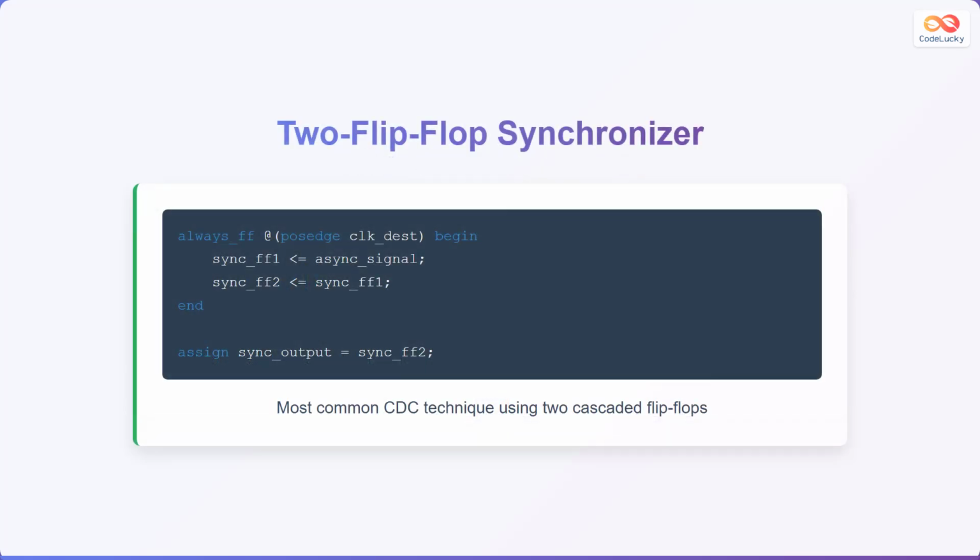2 flip-flop synchronizer. The code: always @(posedge clk_dest) begin sync_ff1 <= async_signal; sync_ff2 <= sync_ff1; end. assign sync_out = sync_ff2. This method uses 2 cascaded flip-flops and is the most common clock domain crossing technique.